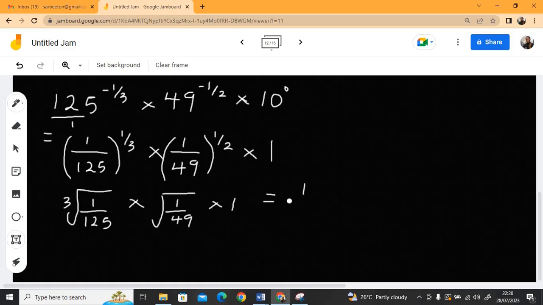Is 1. 1 times 1 times 1 is still 1. Cube root of 125 is 5. Times square root of 1 over 49, which is 1 over 7. 7 times 7 is 49. Times 1. So you have 1 times 1 times 1 is 1. 5 times 7 is what? Is 35. So this is your final answer.